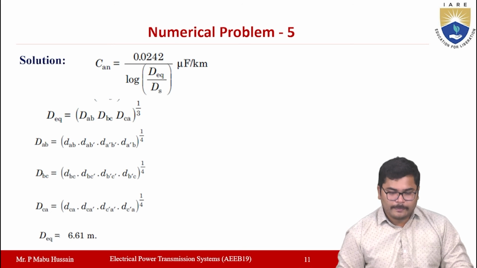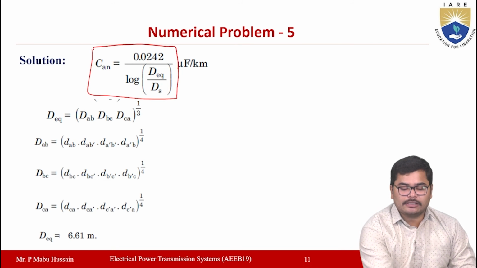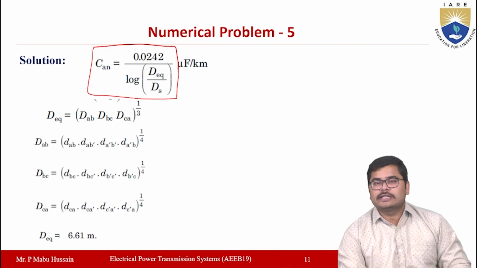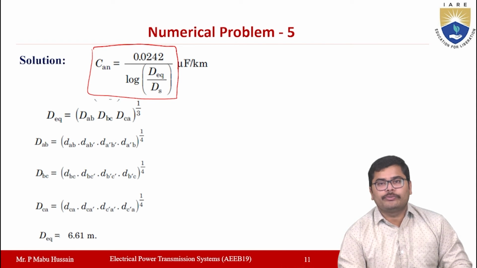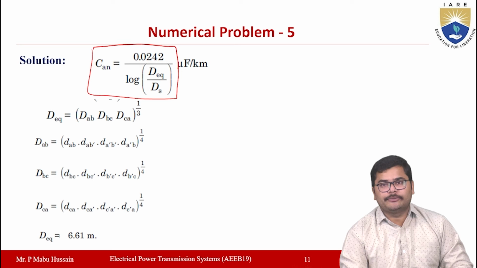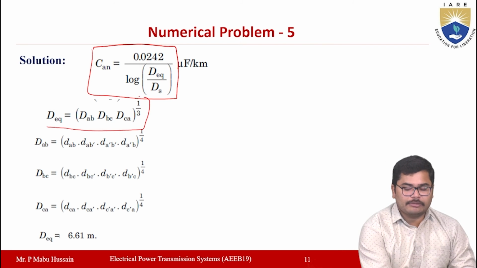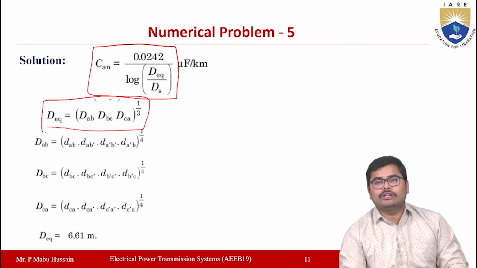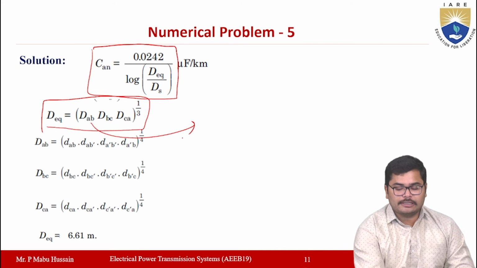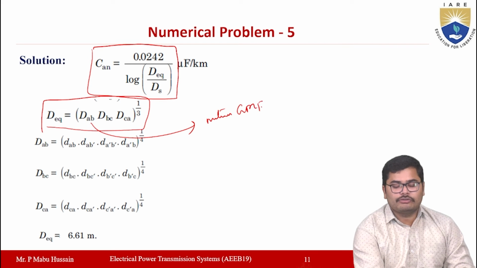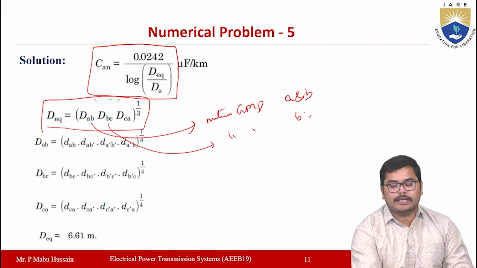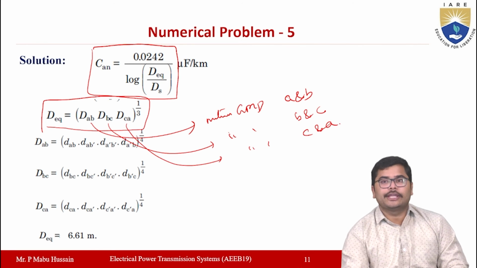Now the formula for calculating the capacitance of a double circuit transmission line is also the same. So C_AN is equal to 0.0242 by log D equivalent by DS, in microfarads per kilometer. The value of D equivalent is nothing but (DAB, DBC, DCA) whole to the power of 1 by 3. Here DAB is the mutual GMD considering phases A and B, DBC is the mutual GMD considering B and C, and DCA is the mutual GMD considering C and A.